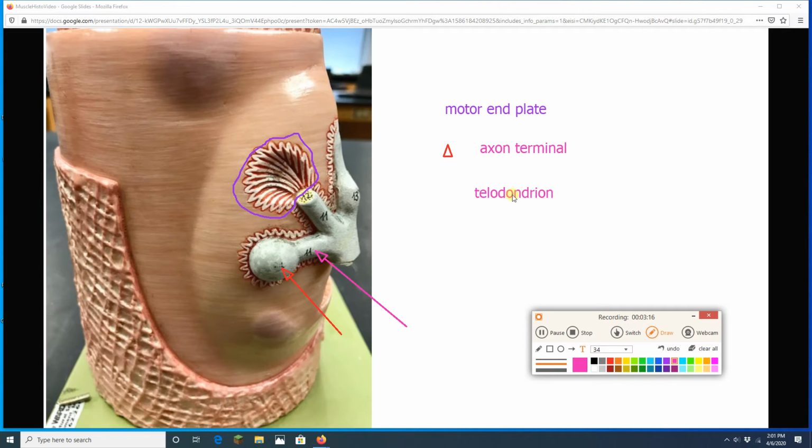So the motor end plate is where we are going to have the muscle cell meet the neuron. I should probably spell that correctly. Telodendrion. Oh, that was supposed to be an E right there. It doesn't matter. All right, so this combination of motor end plate and axon terminal creates a synapse, which is known as the neuromuscular junction.